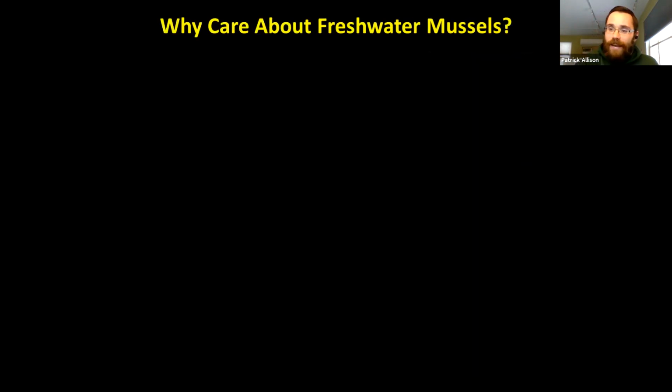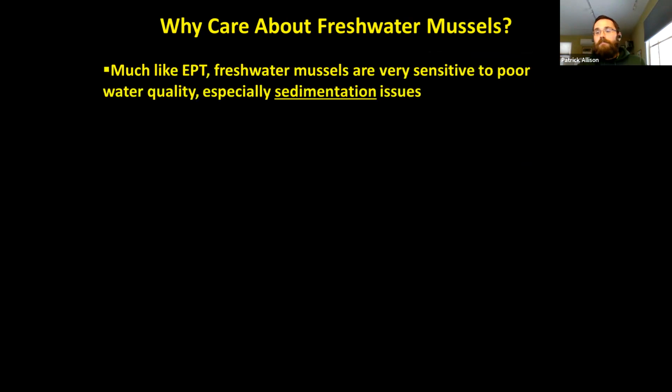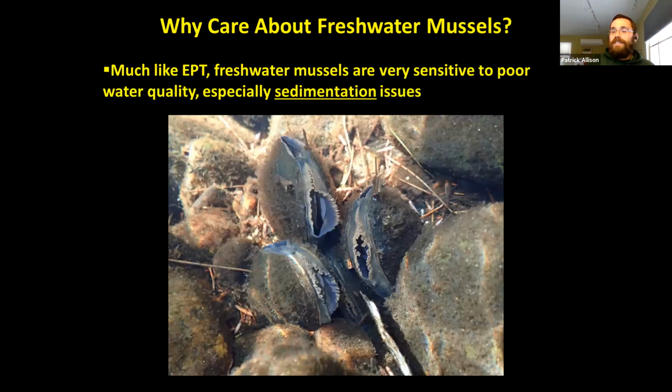So why on earth should we care about freshwater mussels? So much like EPT that we were looking at before, the ephemeropterans, the plecopterans, and the trichopterans, freshwater mussels are very sensitive to poor water quality, especially sedimentation issues. So when it comes to the poor water quality, remember, they're filter feeders. So if you have pollutants that are flowing downstream in the water, the freshwater mussel is going to be siphoning in those pollutants and taking that in directly.